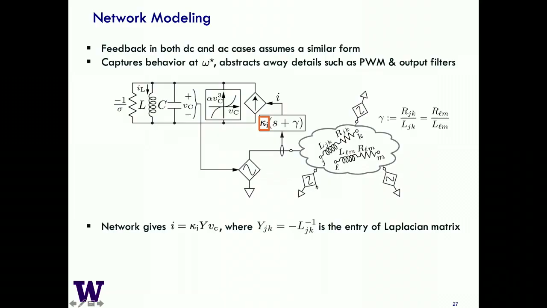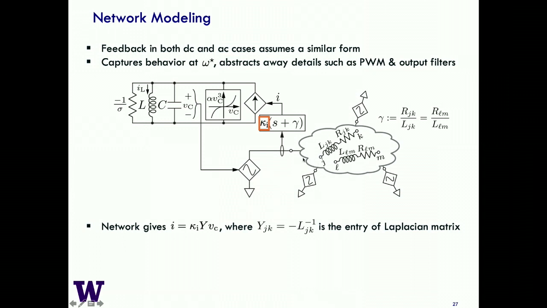So the feedback is very similar, has the same form. And this model captures the behavior at this nominal frequency, this omega star. So omega star is just capturing what is happening in that given system at the resonant frequency. In the AC case, omega star was, let's say, the grid frequency, 60 hertz, 50 hertz, whatever. And in the DC to DC case, omega star was the switching frequency. But other than that, it's the same exact model for both of them.